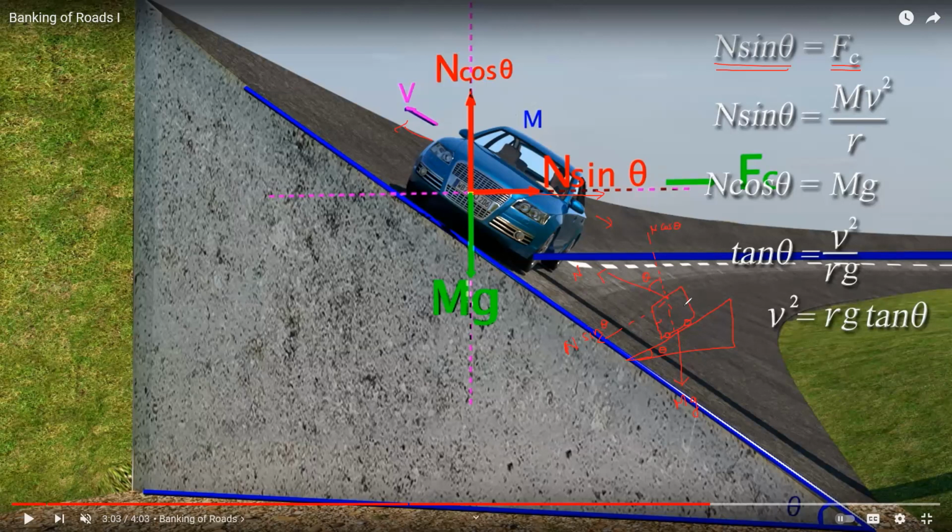So always, as we all know, centripetal force is acting towards the what? Centripetal force is acting towards the center. So that is what Fc is equal to mv square by r. So from that we can form the equations. N sin theta is equal to centripetal force. That is what you want.